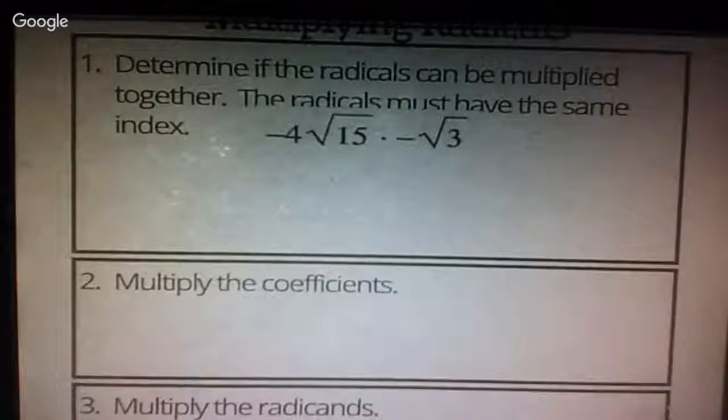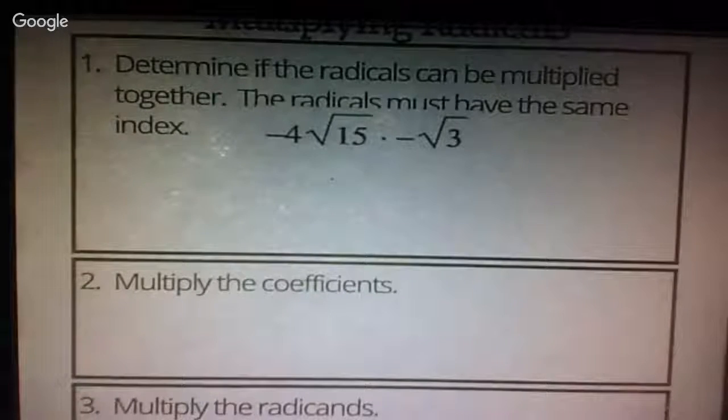Okay. Just like when we added and subtracted, you needed to have certain criteria before you could actually add and subtract. In order to add and subtract, you had to have the same index, so it had to be square root and square root, or fourth root and fourth root, and you had to have the same radicand. So the number, variable, or numbers and variables underneath had to be the same.